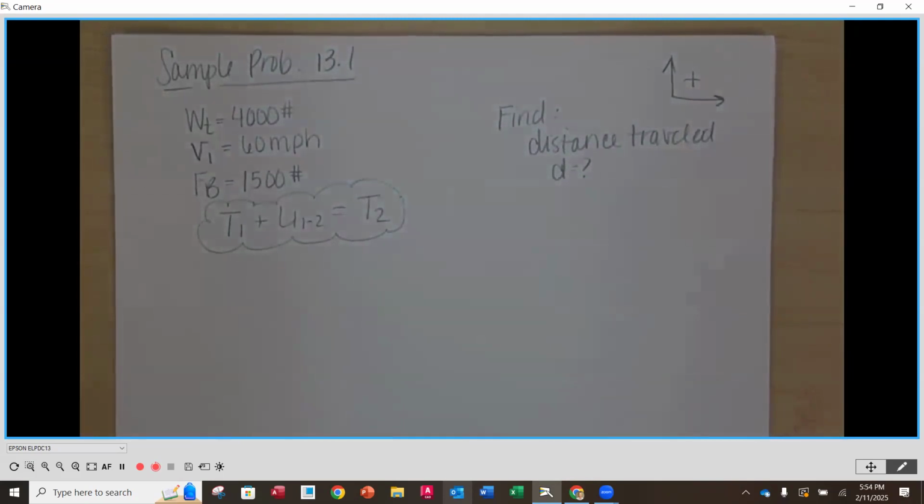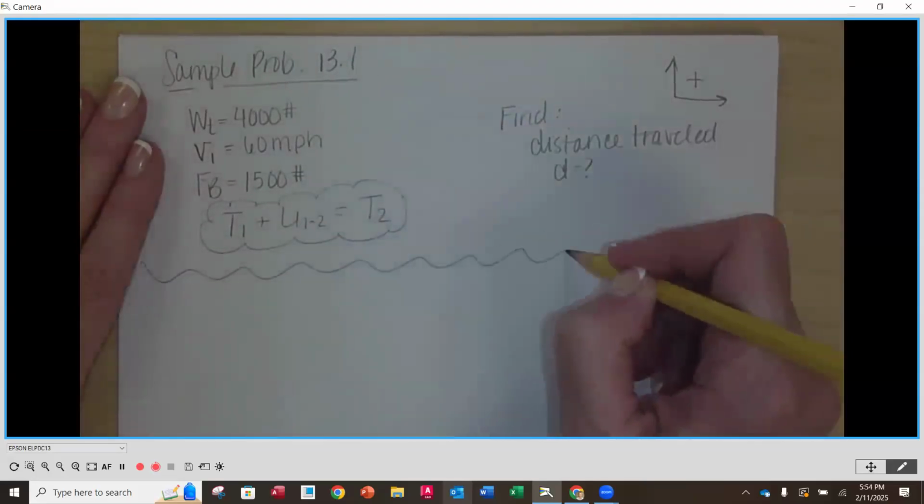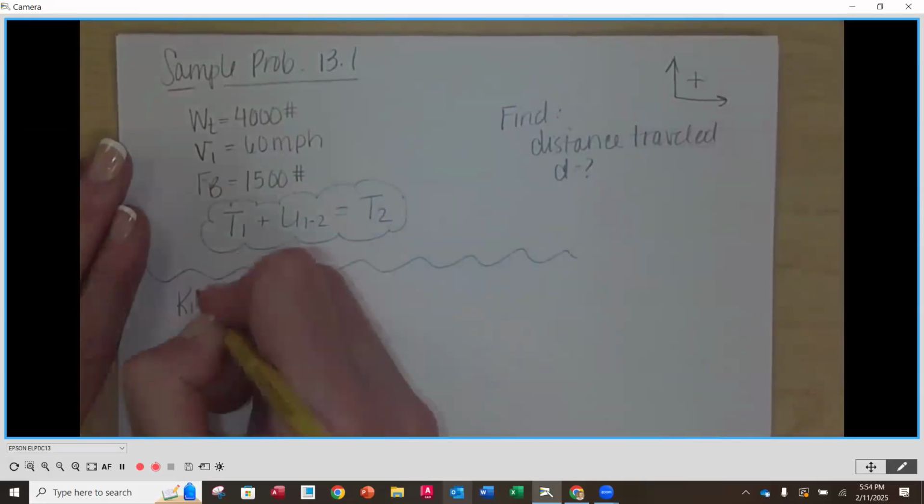Now there's two parts of this equation. There's kinetic energy, 1 and 2, and then there's the work. So what we're going to do is look first at the kinetic energy of position 1. Okay. And then we're going to look at the kinetic energy of position 2. And then we're going to look at the work part of this equation. So kind of break it down into its separate parts, if you would. Okay, so let's look at the kinetic energy.